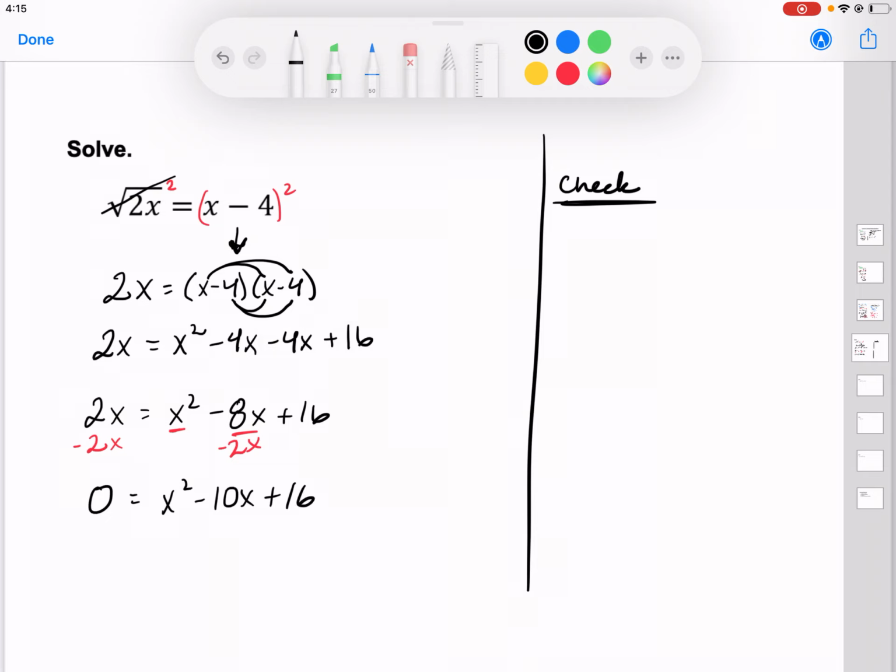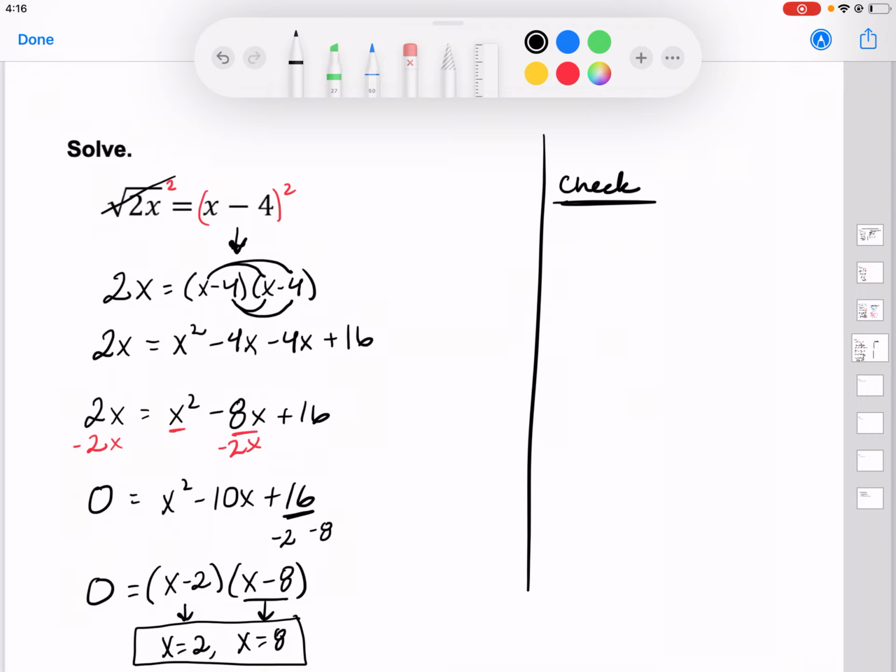So for this problem, we're looking for factors of 16 that add up to negative 10. Since it's a positive 16, they're both going to be negative. So we have negative 2 and negative 8. Or since it's positive 16, the signs are the same. And they both have to be negative because it's negative 10. Sorry, I said that a little wrong. So we've got x minus 2, x minus 8, which means our answer would be x equals 2 and then x equals 8, because you're finding those zeros.